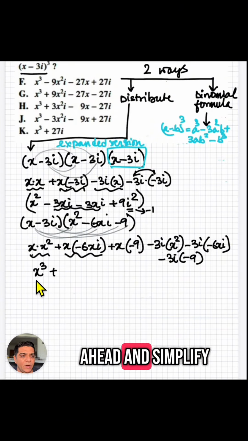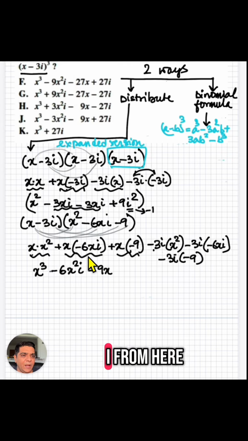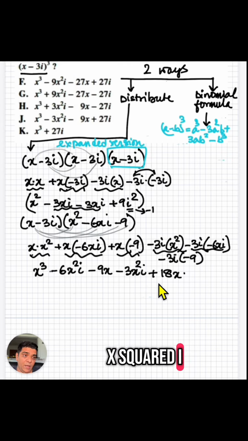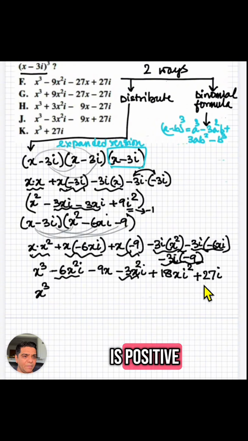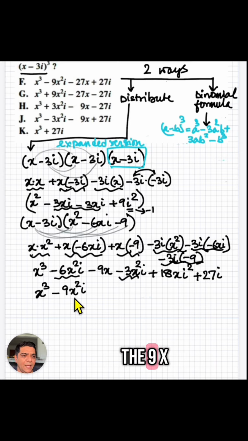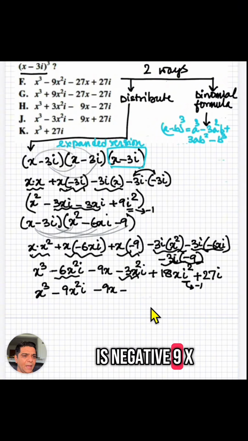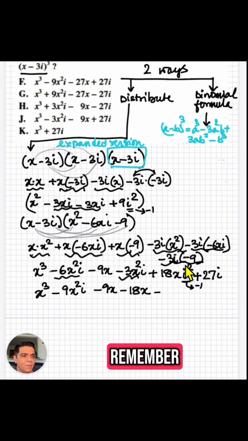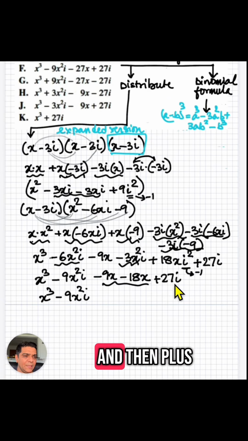Very good. So let's go ahead and simplify all this. This is x cubed. Then we have negative 6x squared i from here, and this is minus 9x, and this is minus 3x squared i, and this is positive 18xi squared, and then plus 27i, because the negative is positive. So let's combine the like terms. We have x cubed, so the 6 and 3 give negative 9x squared i, and then this is negative 9x. And here, remember, i squared equals negative 1, so 18x times negative 1 is negative 18x, and then plus 27i.